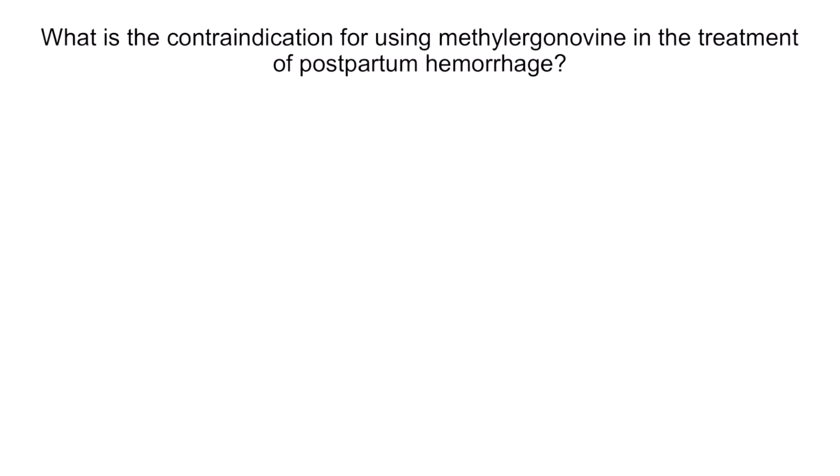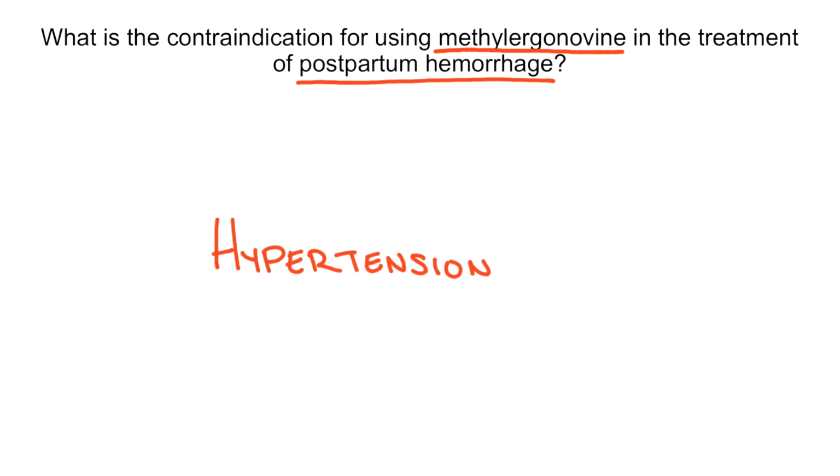All right, let's try another question. What is the contraindication for using methylergonovine in the treatment of postpartum hemorrhage? Methylergonovine is a drug that is used to contract down the uterus in instances of postpartum hemorrhage, particularly when uterine atony is the cause. In addition to being a uterotonic medication, this drug acts as a vasoconstrictor. Because of this, it's contraindicated in patients with hypertension as it increases the risk of stroke.